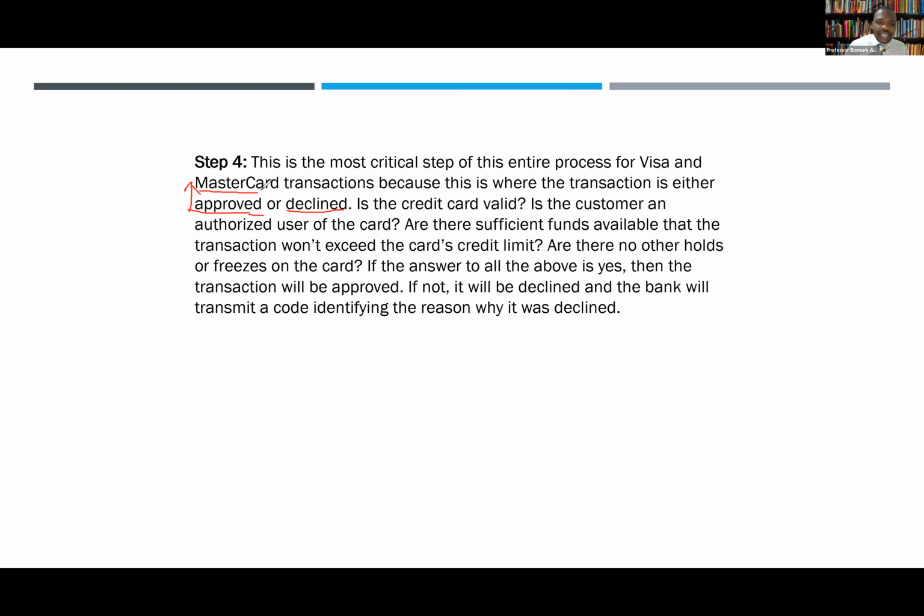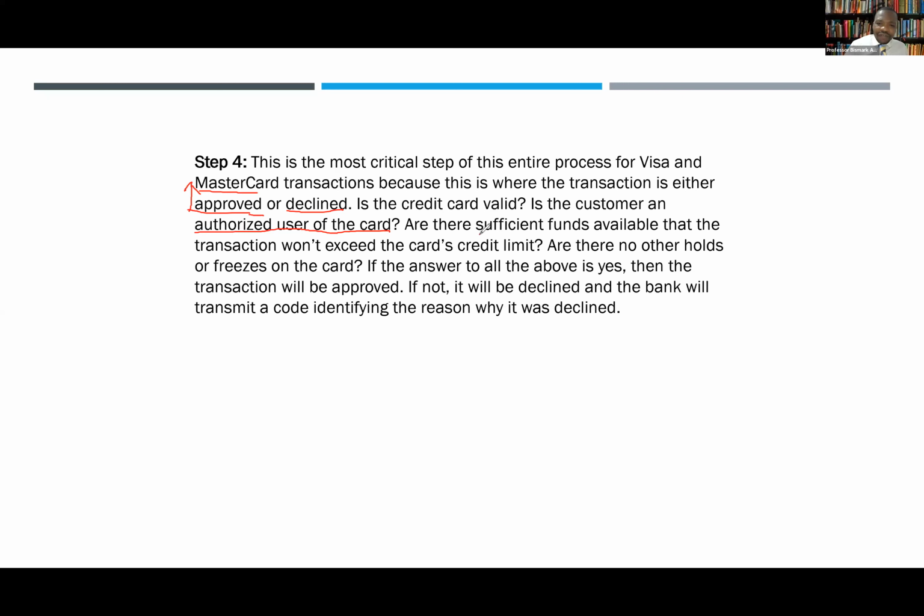But it's equally dangerous if they don't go through the checklist or proper due diligence to ensure that when we say, is the customer an authorized user of the card? This is a security issue. Do they have the right to use your card? People steal information, they steal cards.